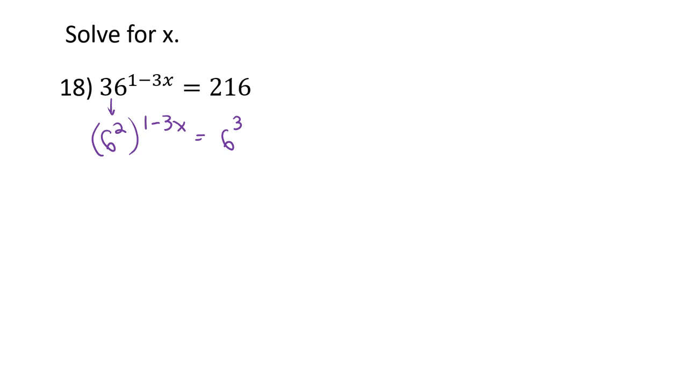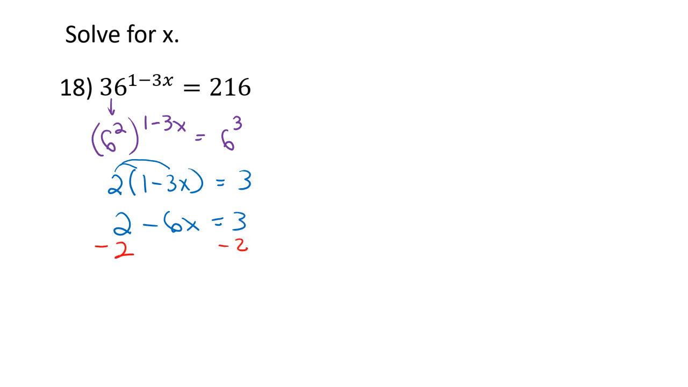Now that the bases are the same, we can ignore those bases and just make the exponents be an equation. So now I can distribute. So I'd have 2 minus 6x equals 3, and I can solve this equation. Minus 2 over to the where 3 is, I'm going to get a 1. Divide both sides by -6, so x is -1/6.